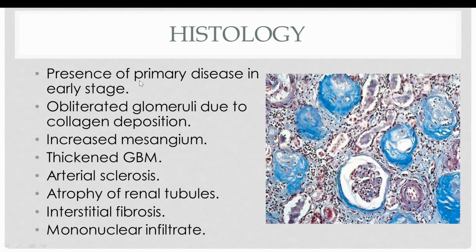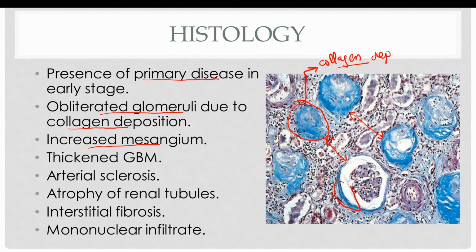Histological appearance sometimes reveals the remnants of primary disease if there is a history of acute glomerulonephritis. In the late stage, there is obliteration of the glomeruli, which are replaced by collagen. As you can see here, this is a glomerulus which is completely obliterated and there is collagen deposition. Moreover, there is increased mesangium. Like you can see here, the mesangial size is increased due to shrinking of glomeruli.